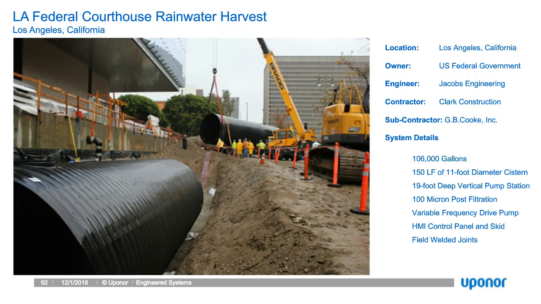Another project we recently closed was the LA County Federal Courthouse. This one was very interesting. This was a rainwater harvest and reuse application for 106,000 gallons. The big challenge on this project was that it was immediately adjacent to a roadway and the building, and we had to design the structure to remain outside of the zone of influence of the structural footings, which we were able to do. As you can see in that configuration, this is a photo of the installation.